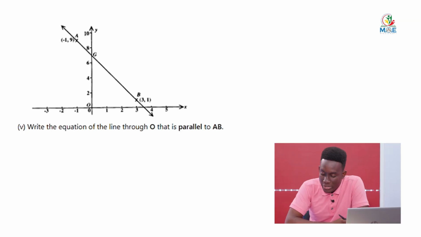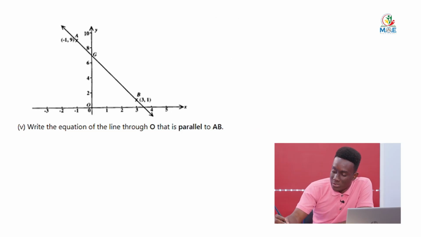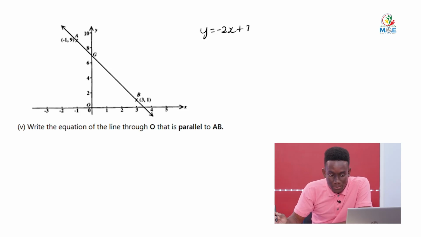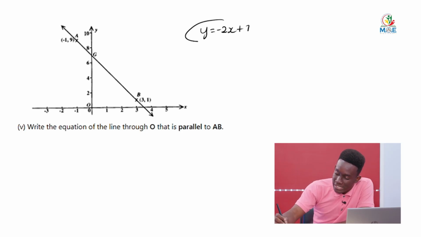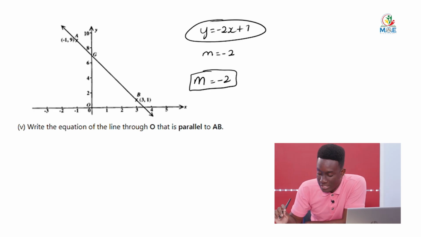So next one, write the equation of the line through O that is parallel to AB. The equation of the line AB is y equals negative 2x plus 7. They want the equation of the line that is parallel to AB. For parallel lines, they have the same gradient. So if the gradient of AB is negative 2, the gradient of the line that we want would be the same, negative 2, because they are parallel.